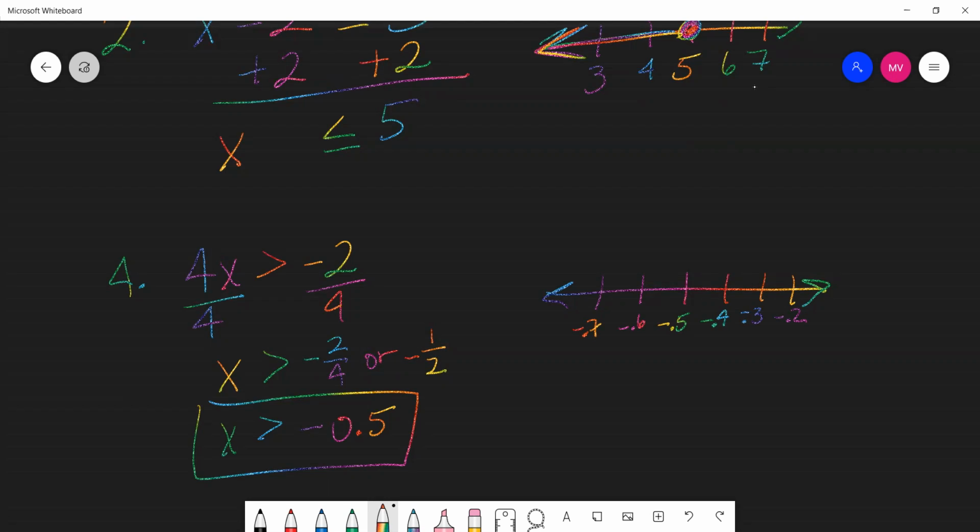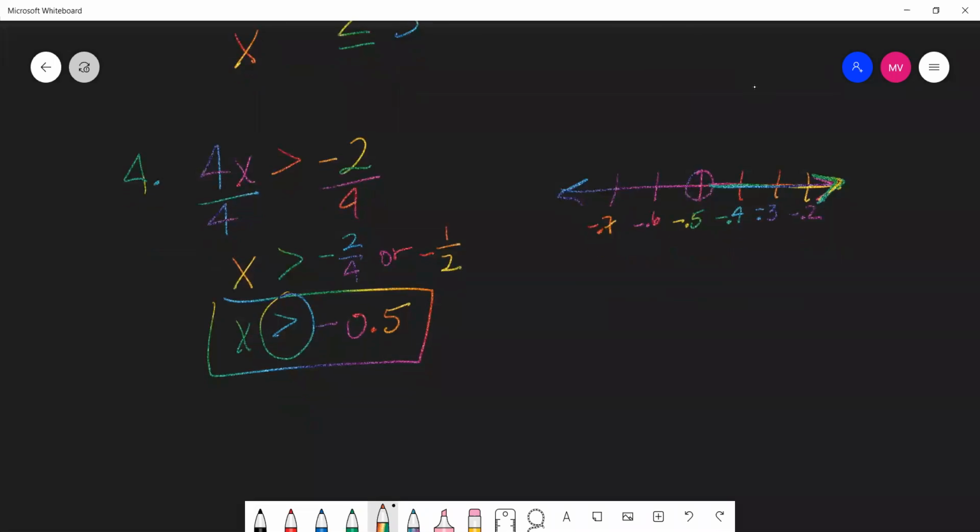At the negative 0.5. And is it open or closed? Why? It's not though. That was a mistake. Does this contain the equal to? Right. So it's open, so it starts at negative 0.5, but it doesn't include it as a viable solution. And then does it go to the left or to the right? Bigger or smaller? Right. So it's going to the right because x must be greater than negative 0.5.